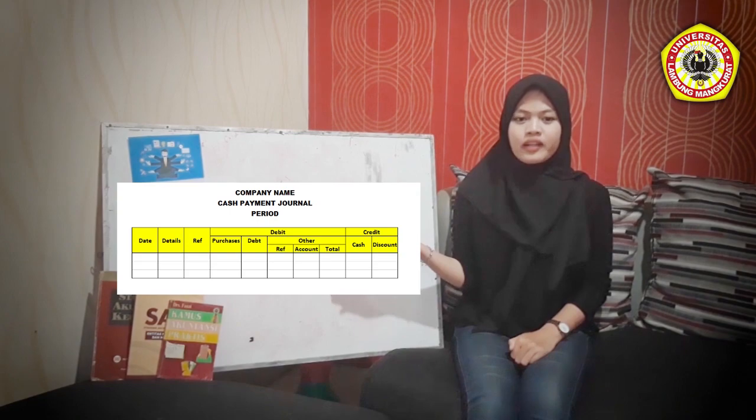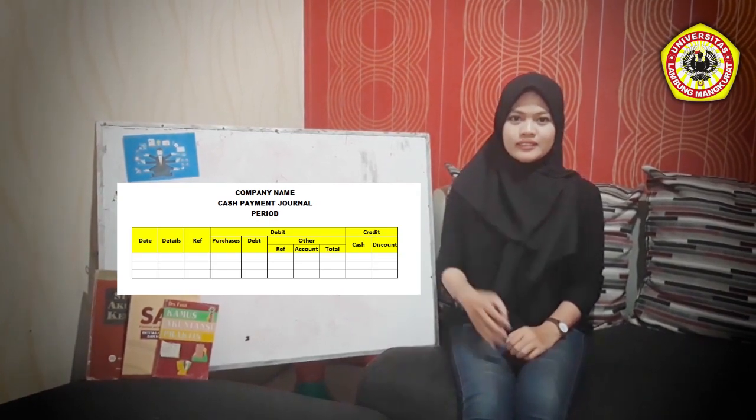4. Cash payment journal. Cash payment journal is for recording all cash payment transactions, whether by check or cash. This is an example of a cash payment journal.